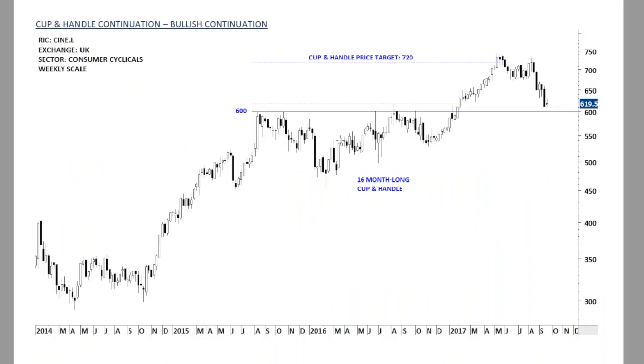And the last chart here is a perfect cup with handle chart pattern from UK, a consumer cyclical company, Cineworld. Again, you can see the horizontal boundary, several times test. These spikes are basically the tests of these boundary, and then the breakout week here clears the chart pattern boundary at 600, and then we see the cup with handle price target being met in a few months.